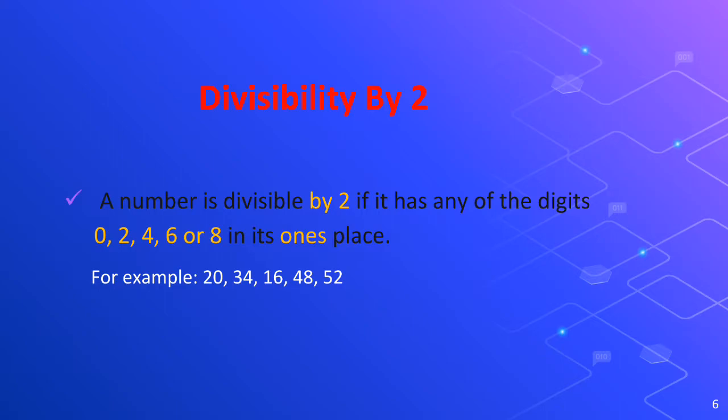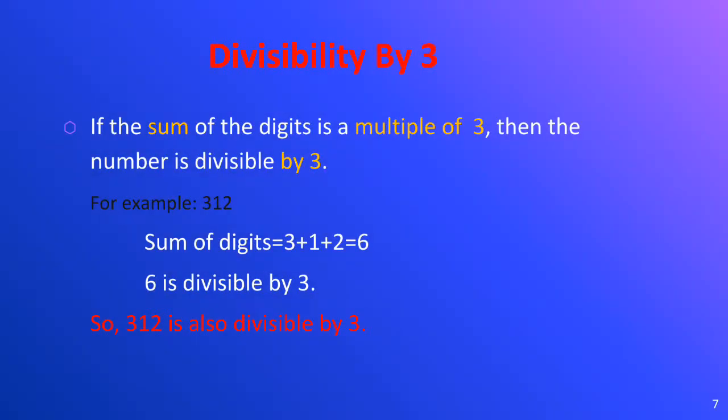One thing, the ones place will be 0, 2, 4, 6 or 8. In other words, you can say if the ones place is an even number, then we can say the whole number will be divisible by 2. Next one, divisibility by 3.